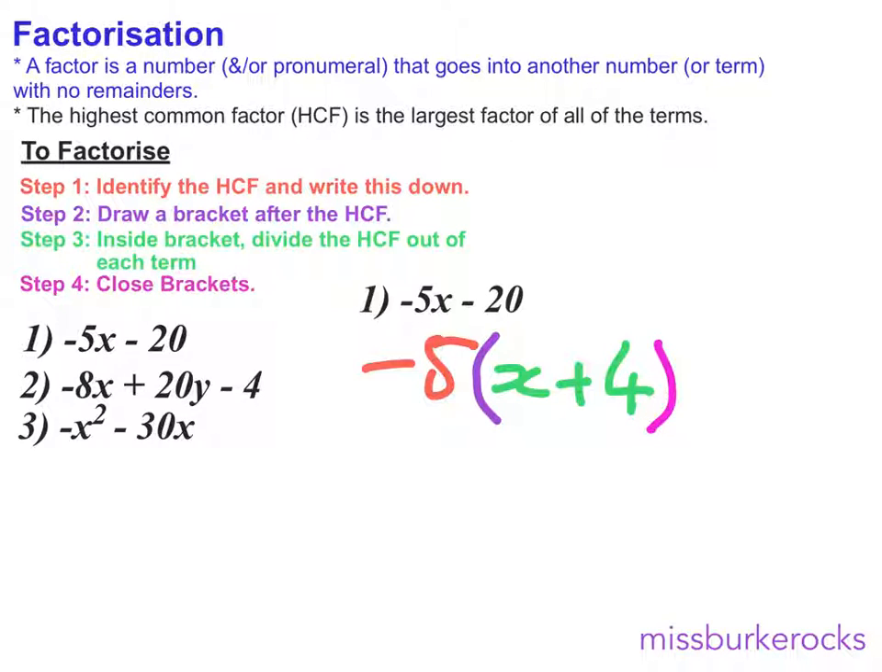And we can double check that. We can go negative 5 times x gives me negative 5x. Negative 5 times 4 gives me negative 20. So I've checked that and I know that that one is correct.